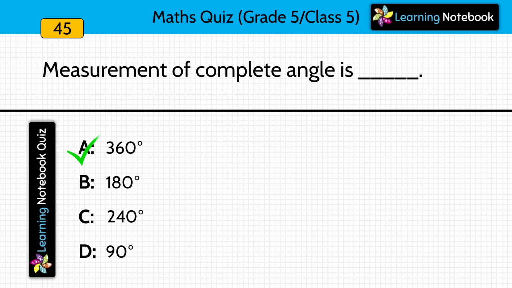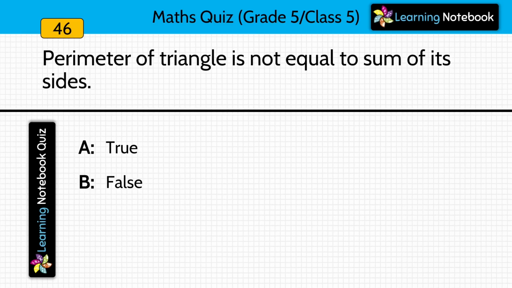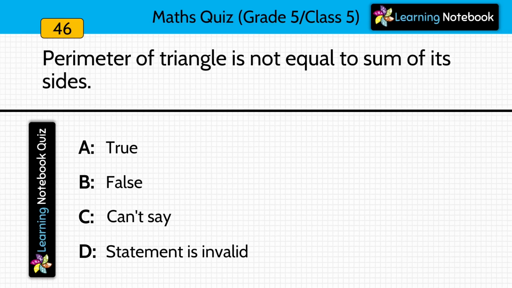Answer is option A. 360 degrees is the measurement of a complete angle. Perimeter of triangle is not equal to sum of its sides. Is this statement true or false? Or can't say, or the statement is invalid? Answer is false. This statement is false because perimeter of a triangle is equal to sum of its three sides.